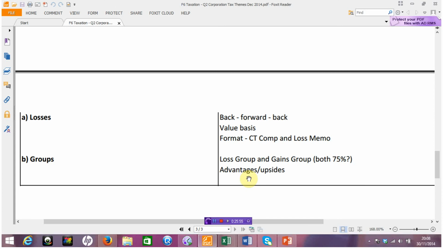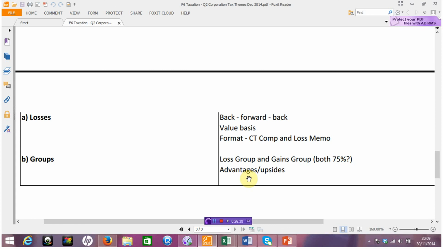Okay. On the gains group side, we should be familiar with our old no gain, no loss rule, and that's really the big upside in relation to being in a gains group. In other words, the companies can transfer assets from one to t'other and have no gain impact, no sort of corporation tax on gain impact at all, as long as they remain in the group. Okay, so just watch for that sort of upside, and also watch for the little trick that the examiner tends to play, where, let's say, we have a loss in one company and a gain in another company already crystallized.